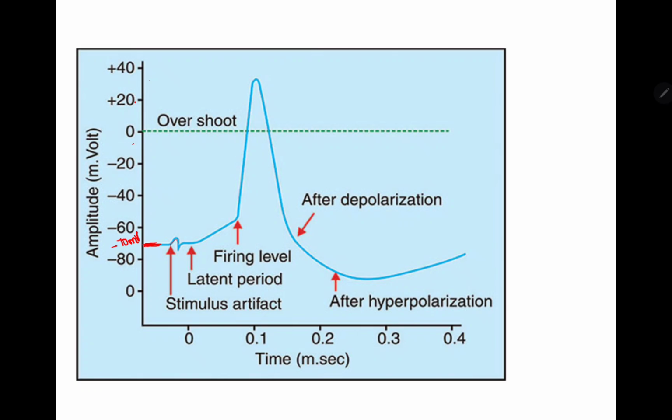The nerve is deciding whether to fire or not. So here what is happening? The nerve is deciding now: should I fire or not? That is known as the latent period.